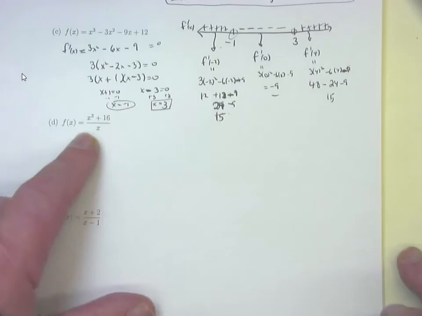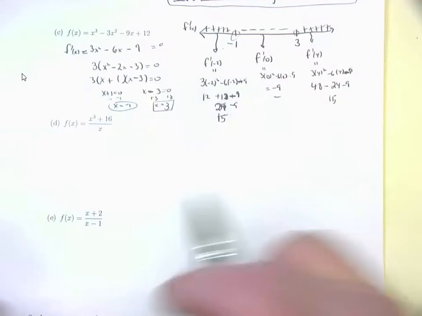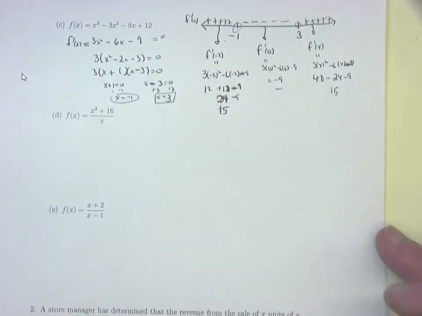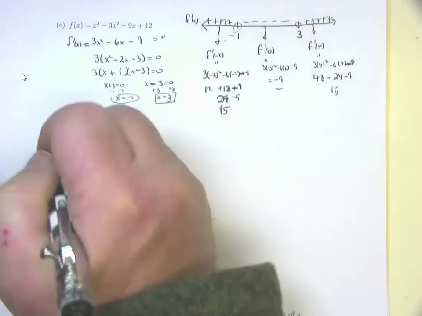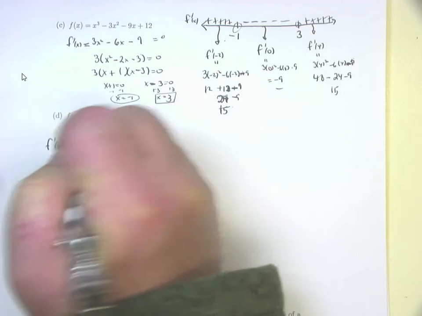Well, look at this guy here. This is our first rational function. We'll do more of these guys next time. But look, this is my first rational function here. I've got x cubed plus 16 over x. Because it's a rational function, the first thing you want to do is take the derivative of this guy, right?